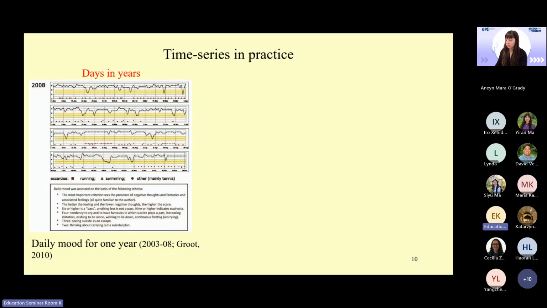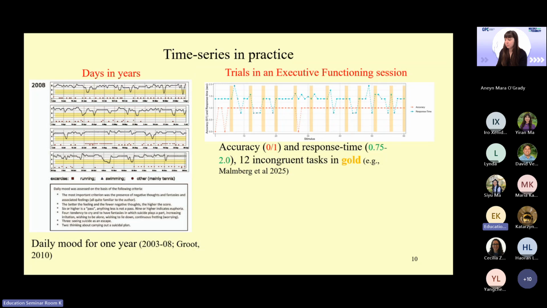So he published it in his own name. And it's a very interesting paper. So these are days in years. And here we have a very different time series.